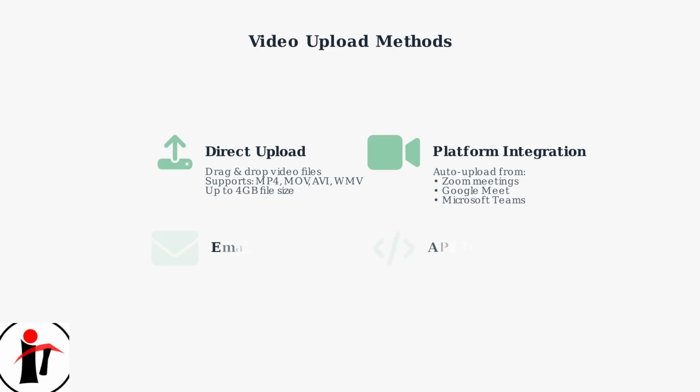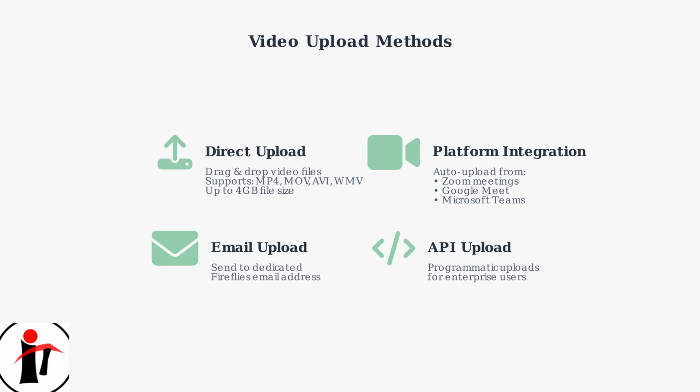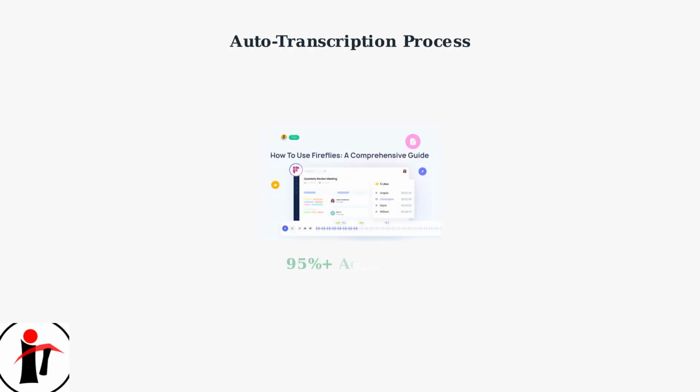your meetings. For additional convenience, you can email video files directly to your dedicated Fireflies address, or use API uploads for enterprise-level automation. Once your video is uploaded, Fireflies automatically begins the transcription process using advanced AI models that achieve over 95% accuracy for clear audio.